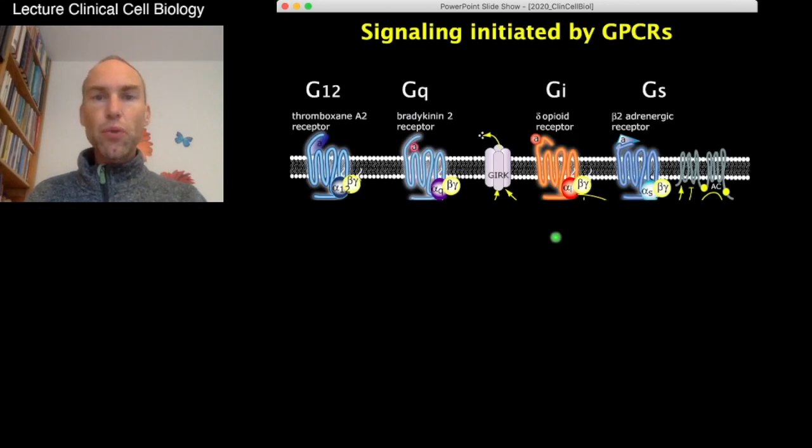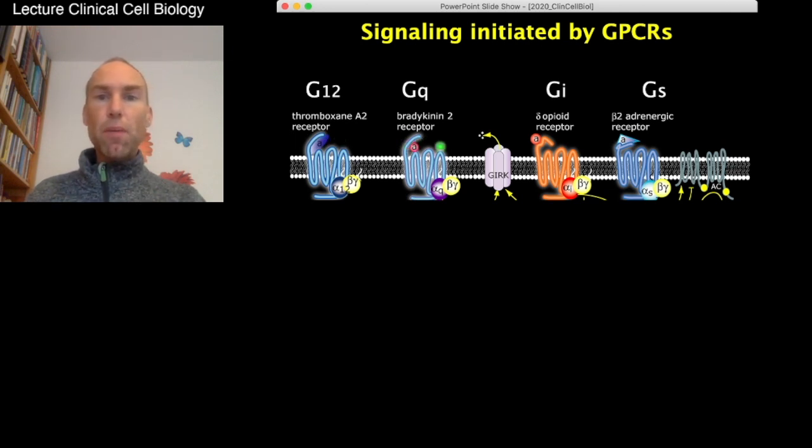Now this is a cartoon of signaling that's activated by G-protein coupled receptors. We see here 4 different types of G-protein coupled receptors. You see they are a kind of snake that goes through the plasma membrane 7 times. And then they recognize agonists or stimuli in the extracellular space.